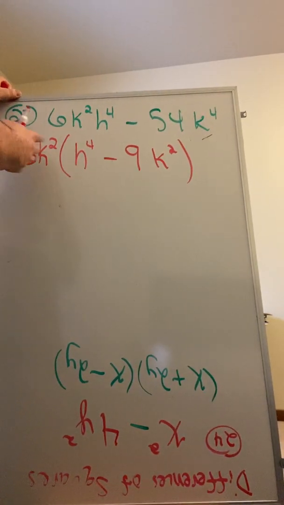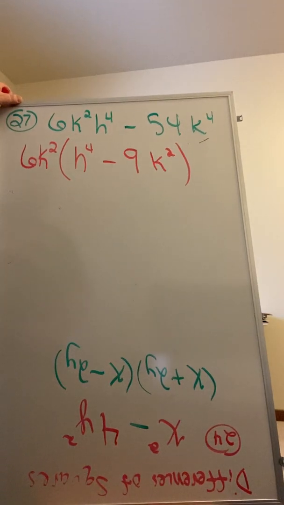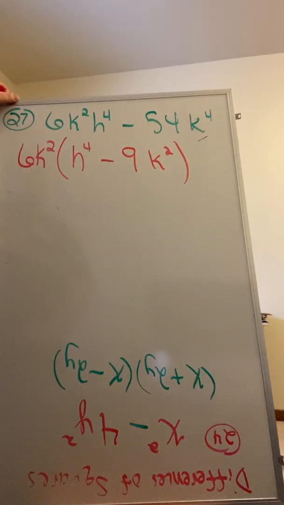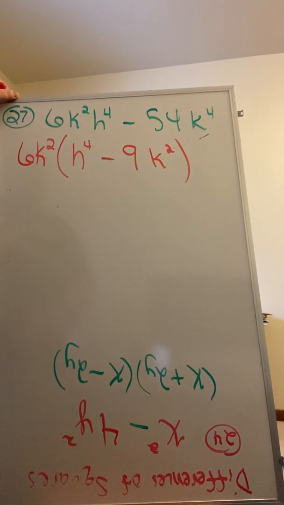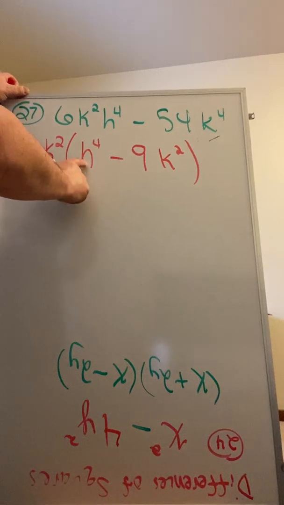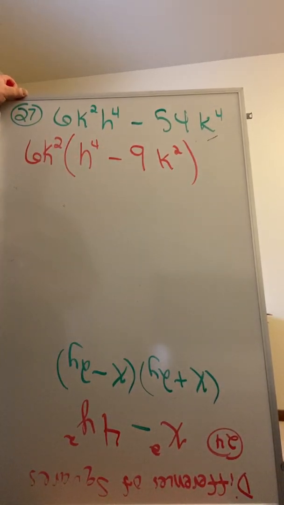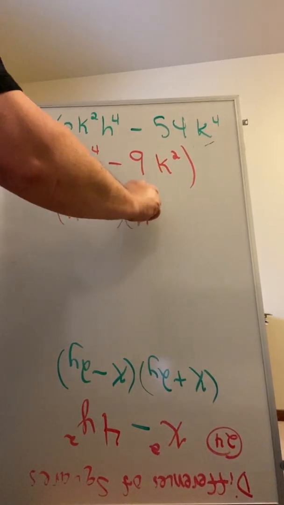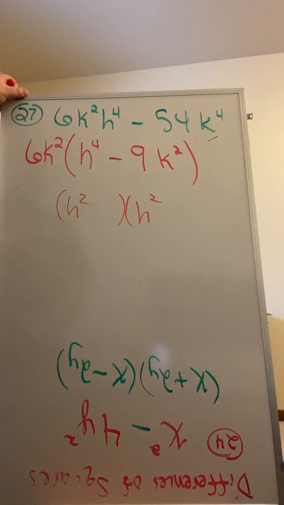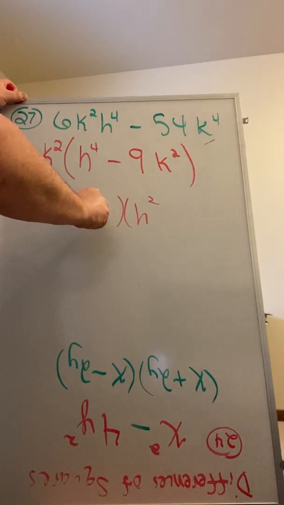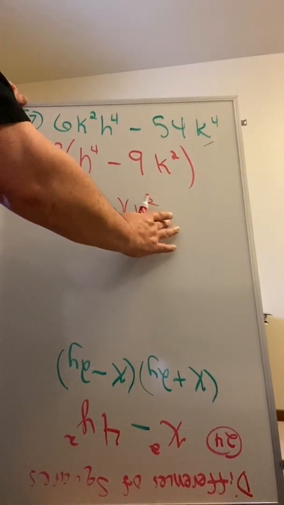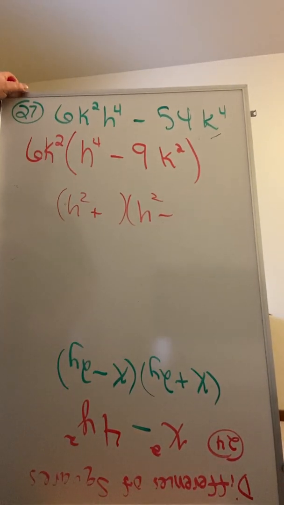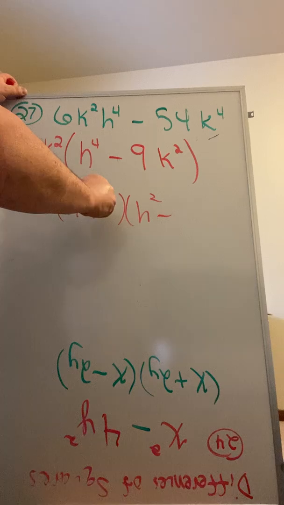Look at this. I don't care about this. This means nothing to me right now. That 6k to the second, you don't exist. This, we've got a perfect square deal here again. We've got a binomial. We've got h to the fourth, which is just an h squared times an h squared. That's simple enough. It's negative here, so I know it's got to be a difference of squares. A plus, a minus, and a 9k to the second. Well, the perfect square that makes 9 is a 3k.